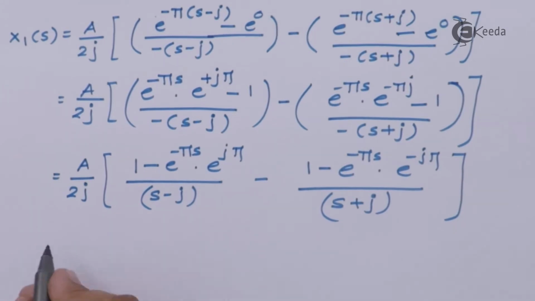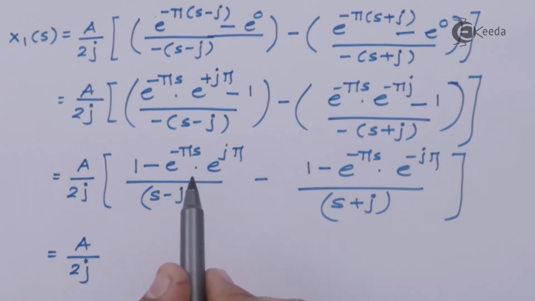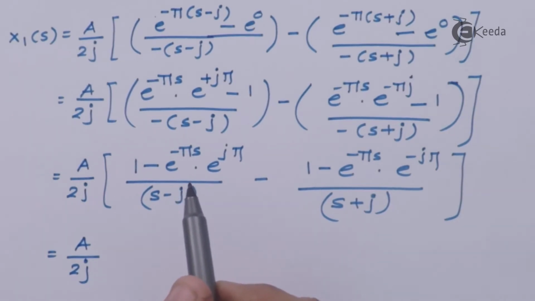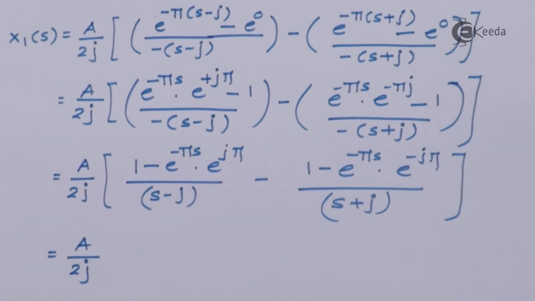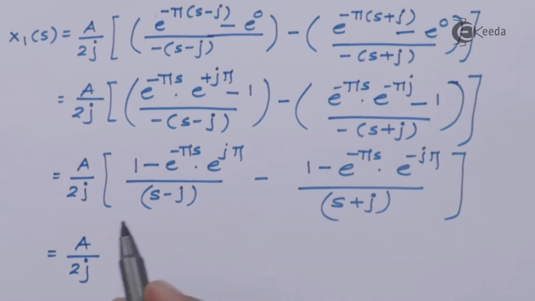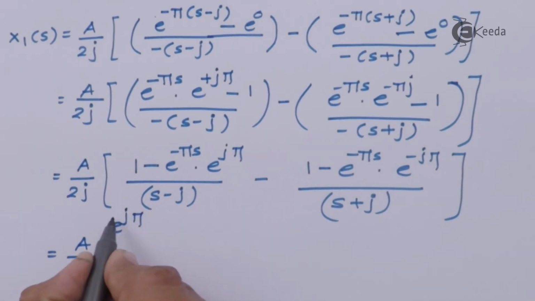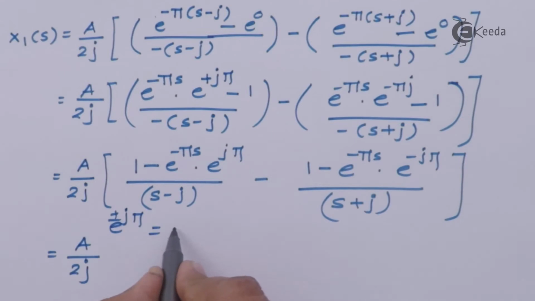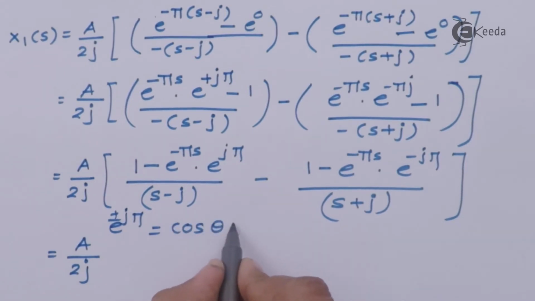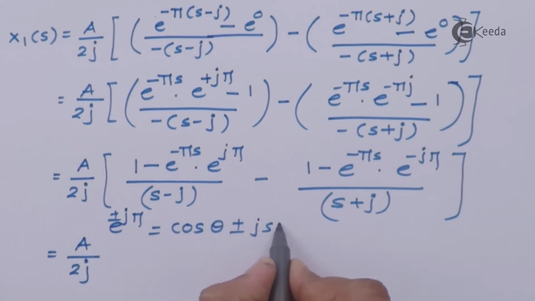Now what is next? What is the value of e to the power j pi? We have studied one formula in mathematics: e to the power j theta is cos theta plus j sin theta. I am going to write here e to the power plus or minus j theta is cos theta plus or minus j sin theta.